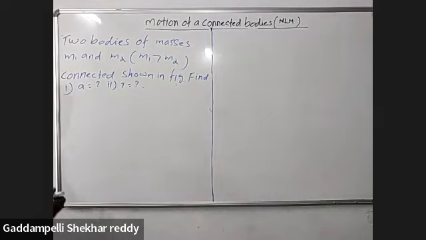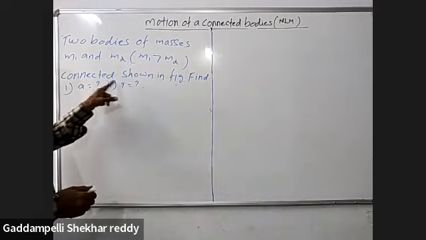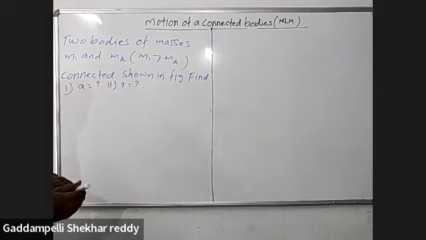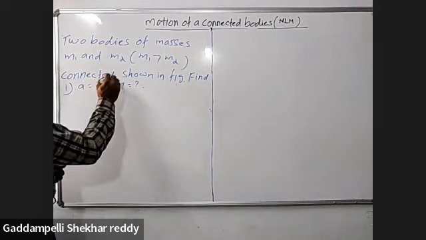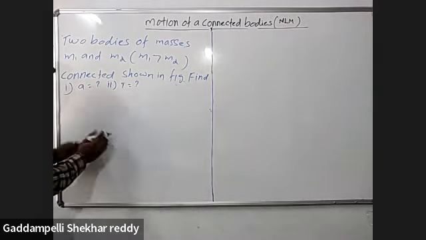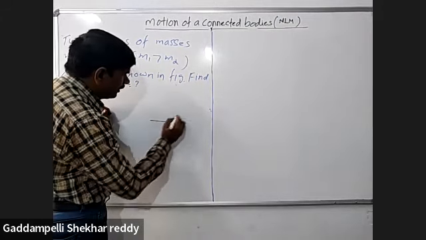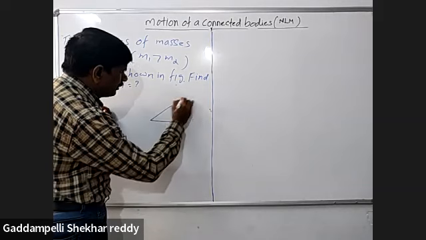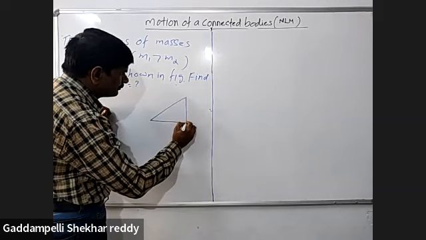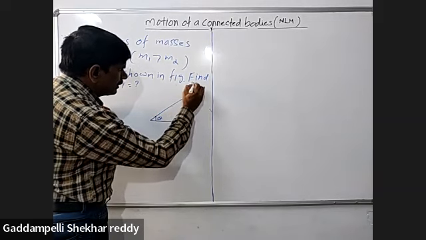So next application: two bodies of masses M1 and M2, with M1 greater than M2, connected as shown in the figure. Find the acceleration and tension. Here, consider an inclined plane. This plane is known as an inclined plane.